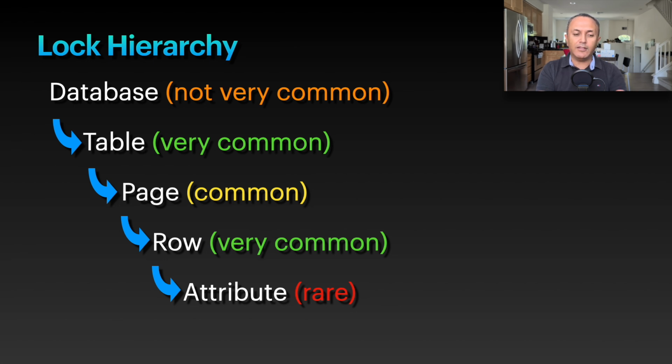Like I was saying, given this hierarchy, if we lock an object at some level, it automatically means locking everything under that object. So if you lock a table, you're already locking all the pages, all the rows, and all the attributes inside this table. If you lock the database, this locks pretty much everything under it. This is useful because then you don't have to request individual locks on each item. If you know that you're doing something that touches many objects, you can just request the lock on the parent level.